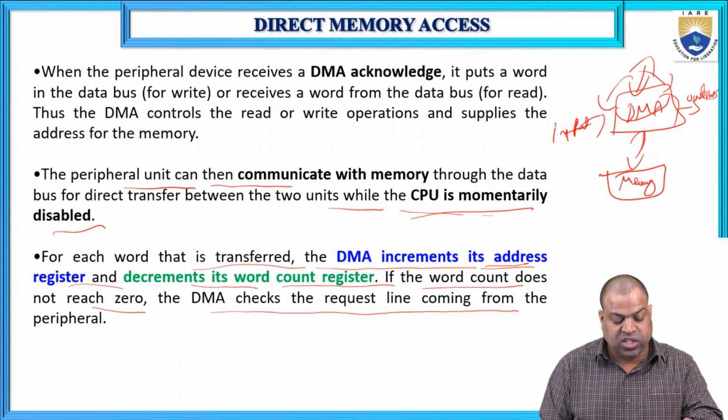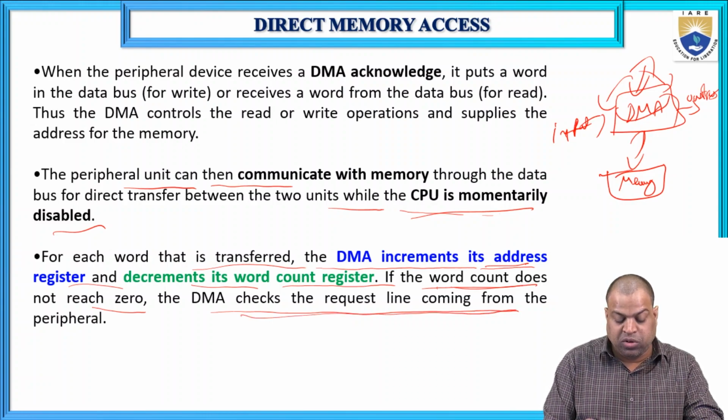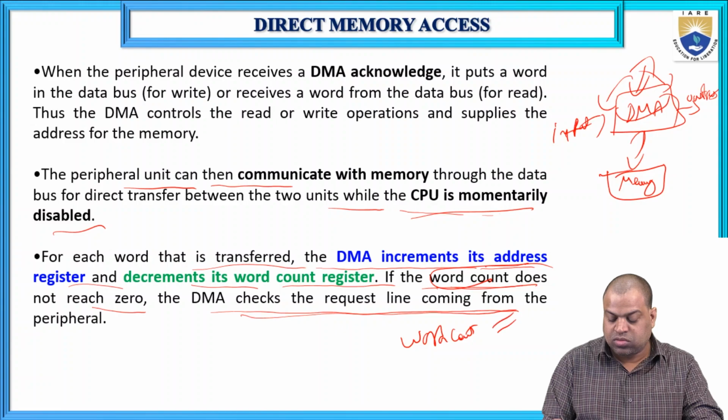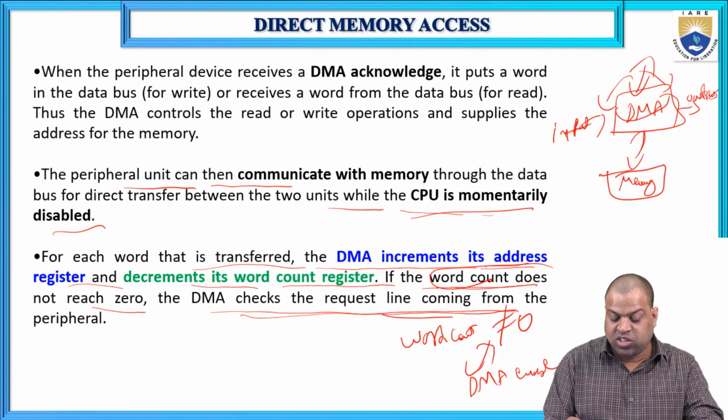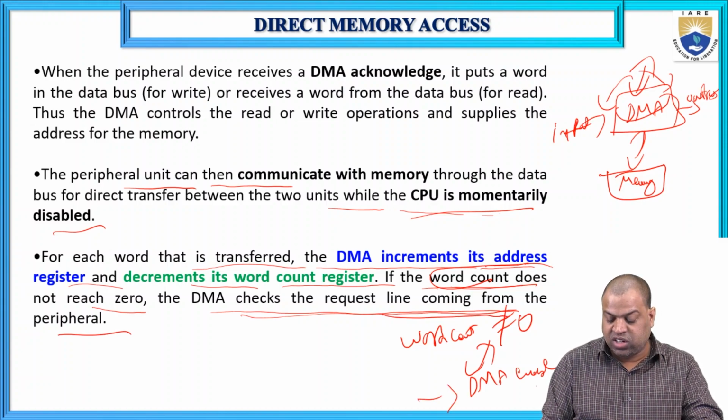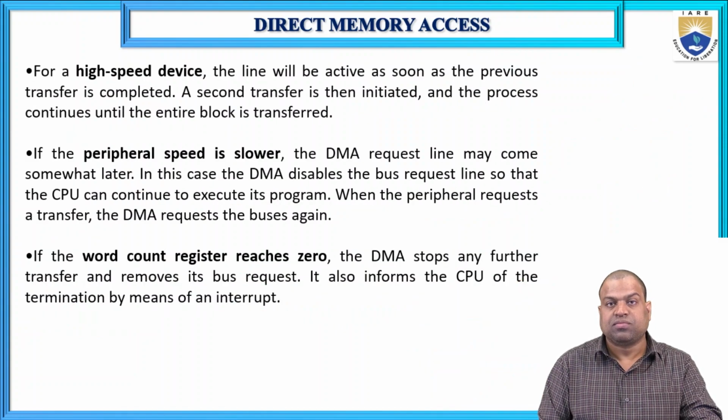If the word count does not reach 0, the DMA checks the request line coming from the peripheral. If the word count is not 0, then the DMA is enabled and it is requesting input to output transfer. And when a high-speed device line is activated as soon as the previous transfer is complete, a second transfer is then initiated and the process continues until the entire block is transferred.